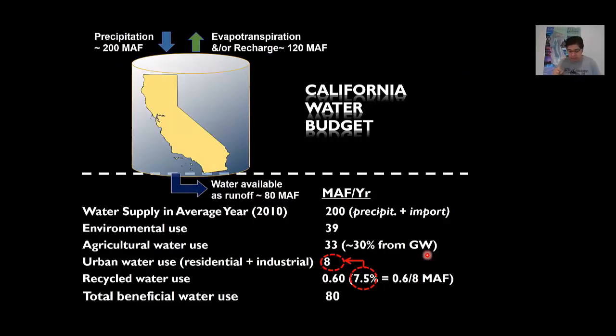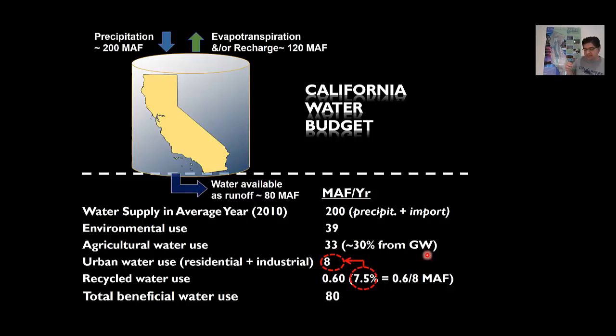In terms of precipitation, it typically falls 200 million acre feet of water. Now, million acre feet, that's kind of a weird unit. So you have an acre, so it's an area, and then you put 1 foot of water. So that's an acre foot. You have 1 million of those.